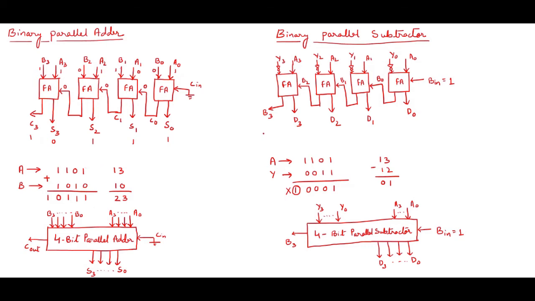Come to the next slide, binary parallel subtractor. Here I've taken a full adder again to design the parallel subtractor. A slight change: I've taken one example, A is 1101, that is 13, and Y I have taken as 12. When I subtract this, I should get the result as 1. This is the decimal value I have shown over here. Why have I taken Y? I could take B, but B will confuse, because here I have borrow, so borrow B and the variable B would be confusing. That's why I have taken Y.